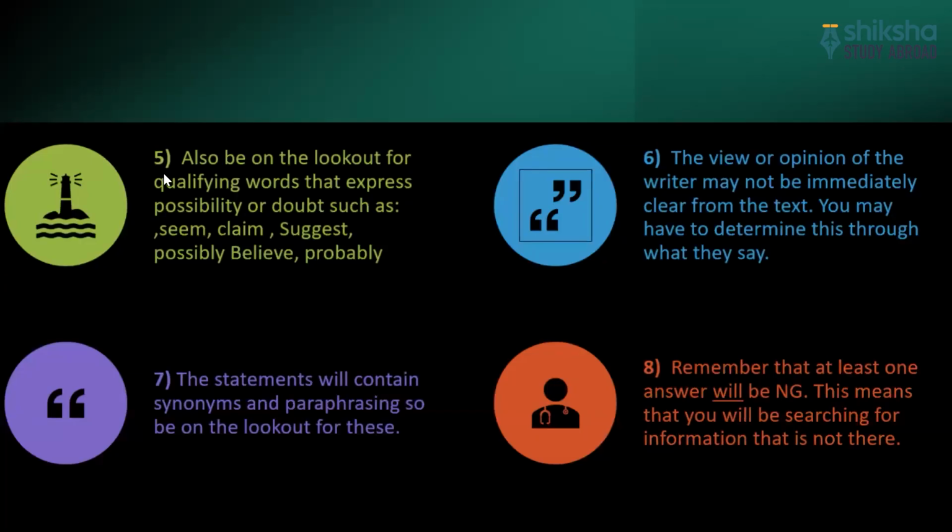Moving on to another tip, fifth one. Also be on the lookout for qualifying words that express possibility or doubt, such as seem, claim, suggest, possibly, believe, probably. Sixth, the view or opinion of the writer may not be immediately clear from the text. You may have to determine this through what they say. Seventh, the statements will contain synonyms and paraphrasing, so be on the lookout for these. Paraphrasing and synonyms, very crucial. Eighth, remember that at least one answer will be not given. This means that you will be searching for information that is not there. Okay, so this was another tip.